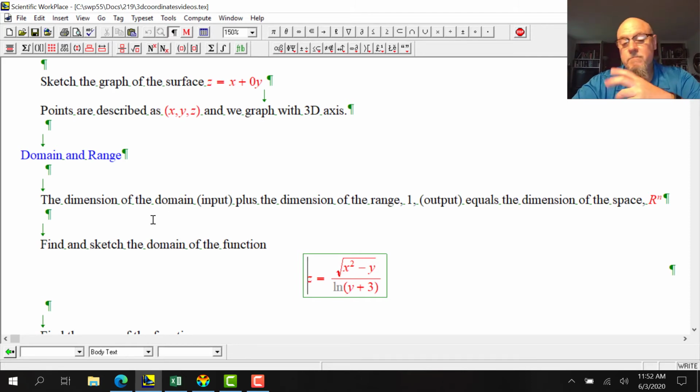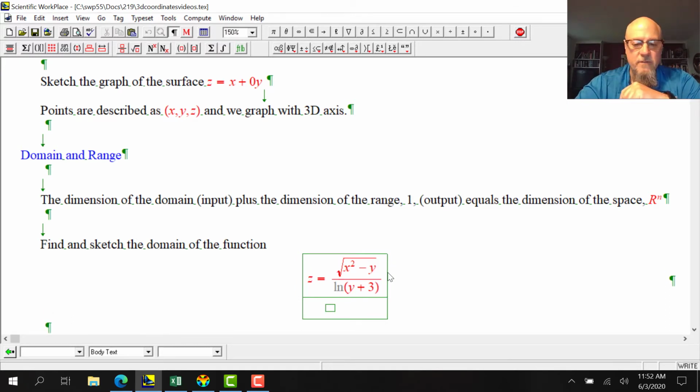So here's a question, an example. Find and sketch the domain of the function. The height is given by the square root of x squared minus y, divided by the ln, the natural log, of y plus 3. Now there's a couple of things to think about here. I can't divide by 0, I can't take the square root of a negative number, and I can't take the ln of 0 or a negative number. So let's consider each of those things individually.